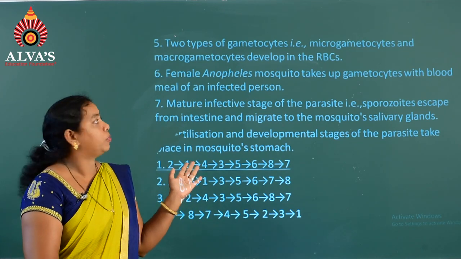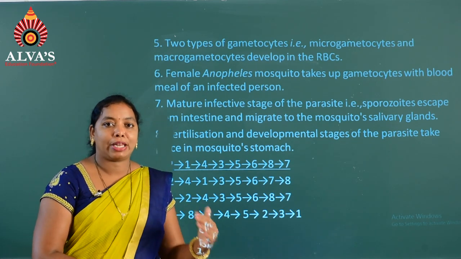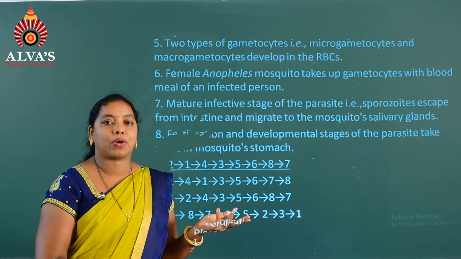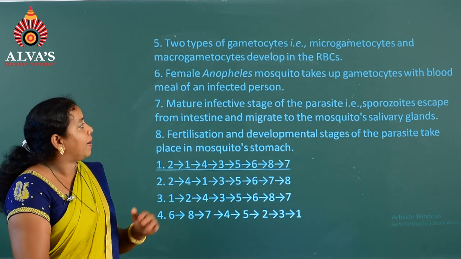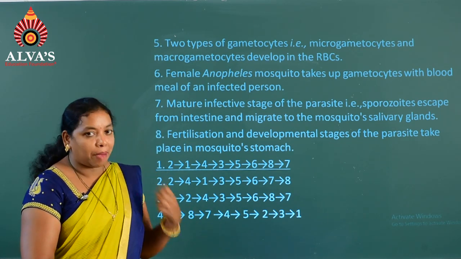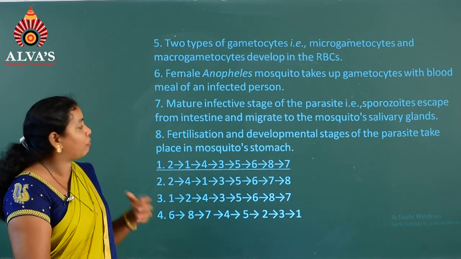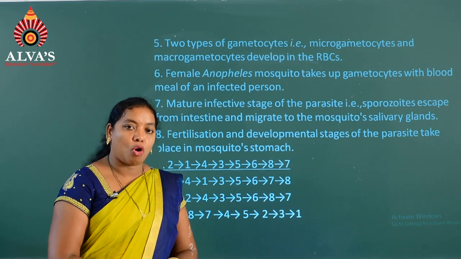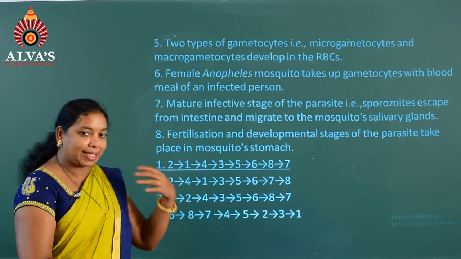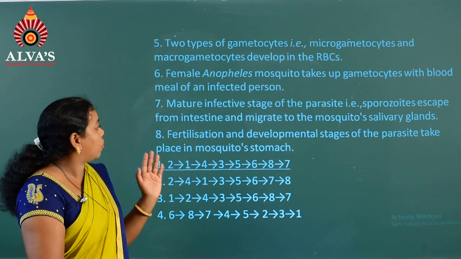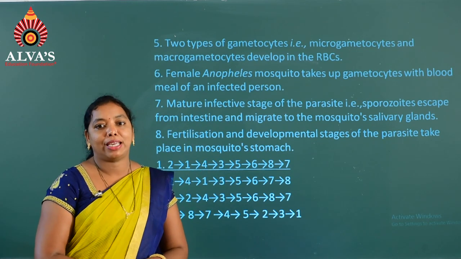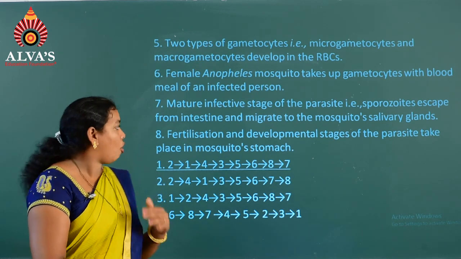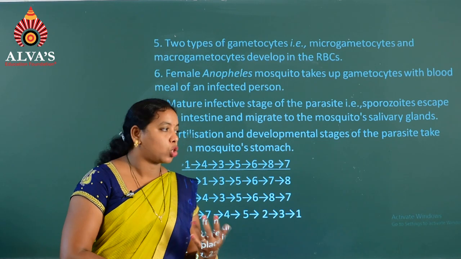Going to the sixth option, the female Anopheles mosquito, which is a vector for the disease-causing organism Plasmodium species, takes the gametocytes with the blood as a meal from the infected person. The next option is the mature infective stage of the parasite, that is sporozoites, escape from the intestine of this mosquito and migrate to the salivary glands. And the next one is fertilization and the developmental stages of the parasite take place in the mosquito's stomach.